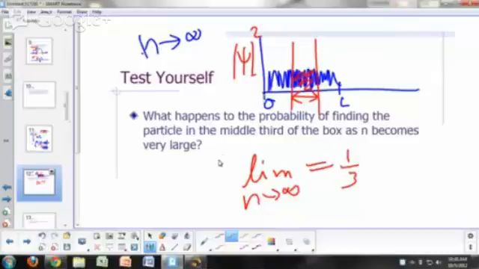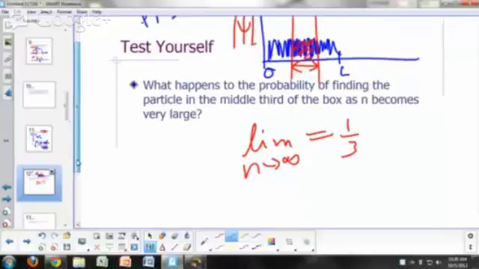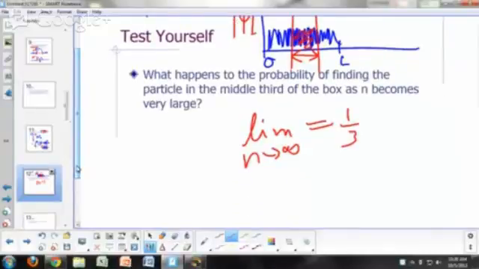Now, if I were to ask you what would be the probability of finding it from, let's say, 0.1 L to 0.2 L, as n approaches infinity, it would be 1/10. That would be 1/10 of the entire length of the box. But for finite n, for small n values, that's not necessarily the case. But that's what you'll get as n approaches infinity.